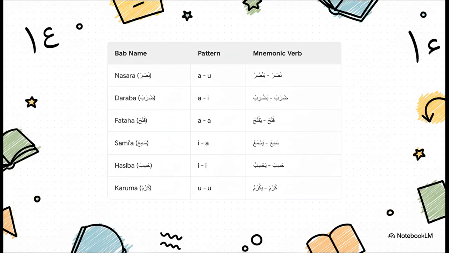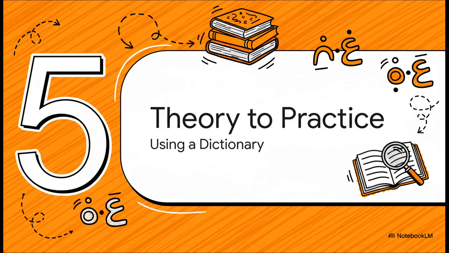You've got Bab Nasara with an I-U pattern. Bab Daraba, A-I. Fataha is A-A. Then Sami'a is I-A. Hasiba is I-I. And finally, Karuma is U-U. You'll notice the missing ones, I-U, U-A, and U-I, they're just not used. If you can commit these 6 model verbs and their patterns to memory, you have mastered this concept. It's that simple. Okay, so this is all great in theory, but how do you actually use it when you come across a new verb in the wild?